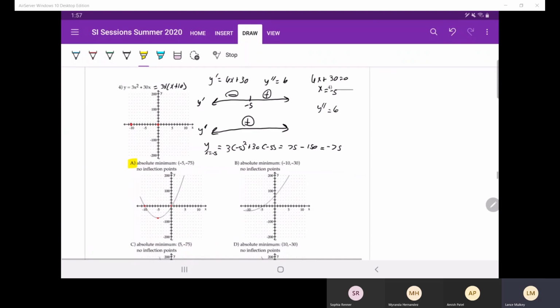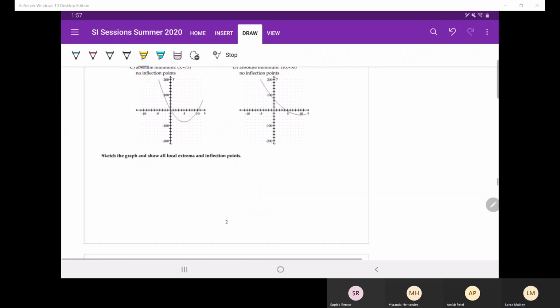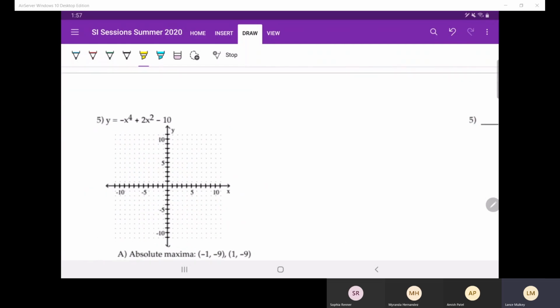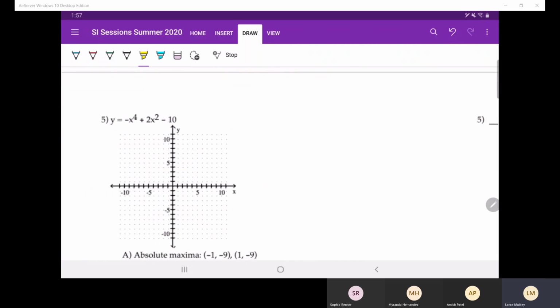All right, we'll go ahead. Sketch all the graphs to show local extreme and inflection point. All right, we're going to do the same thing. We're going to try to factor. You may not be able to factor this one. No, you can't factor this one. Okay. So since you can't factor it easily, you don't have to. I just usually do that to make it easier. We'll find the derivatives.